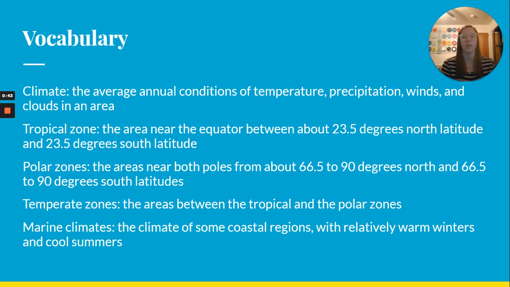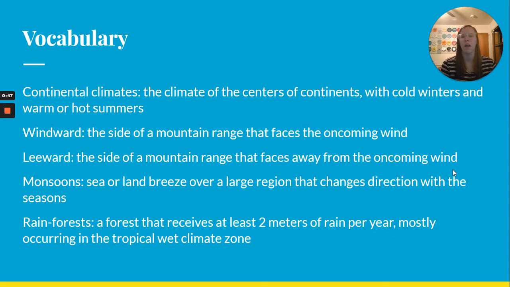Marine climates, the climate of some coastal regions with relatively warm winters and cool summers. Continental climates are the climate of the centers of continents with cold winters and warmer, hot summers. Windward is the side of a mountain range that faces the oncoming wind. Leeward is the side of a mountain range that faces away from the oncoming wind. Monsoons, sea or land breeze over a large region that changes direction with the seasons.